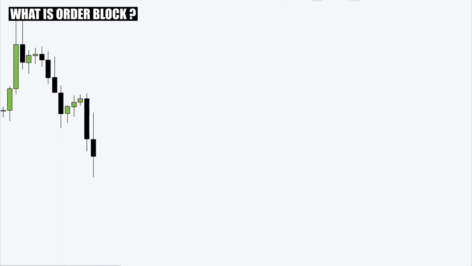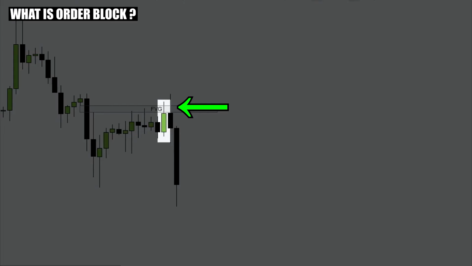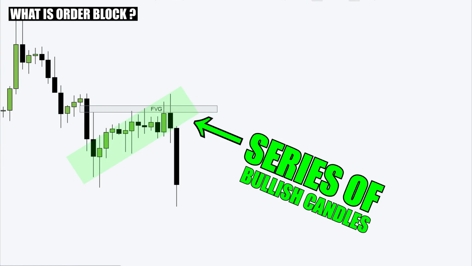For example, let's say price is trending downward and prints a fair value gap. As it retraces back into that gap in a premium level area, we see a bullish candle or a series of bullish candles form.